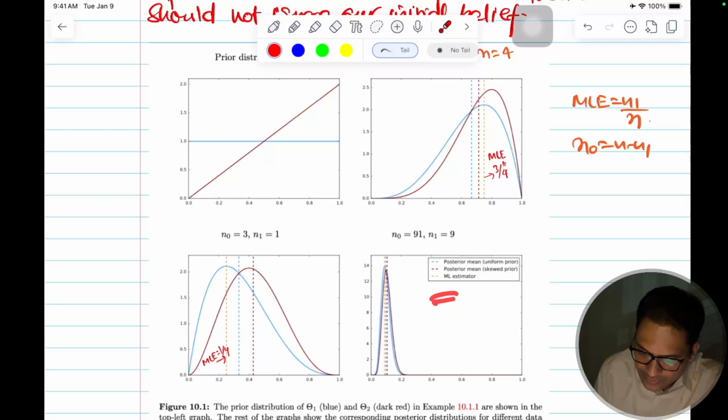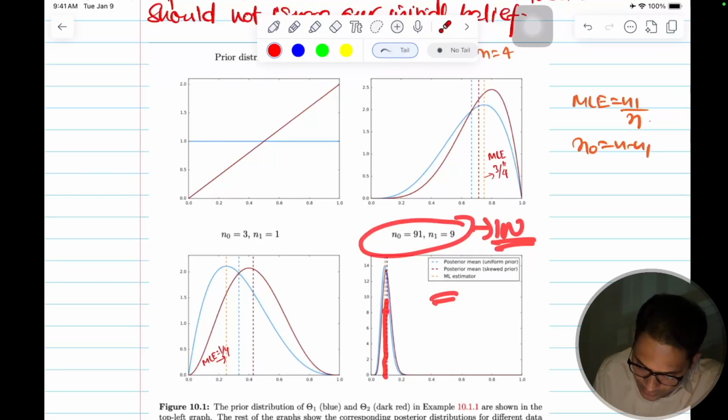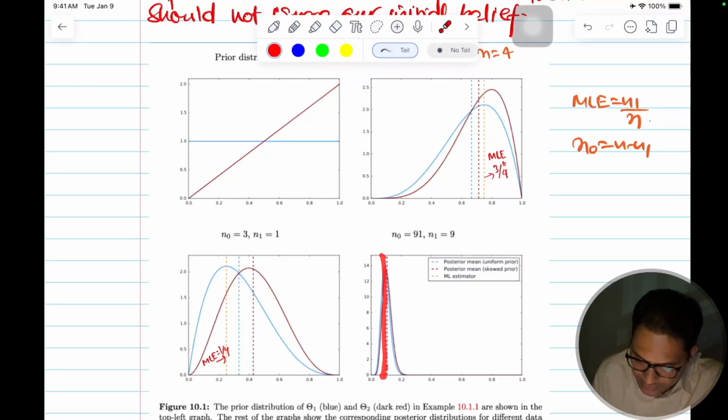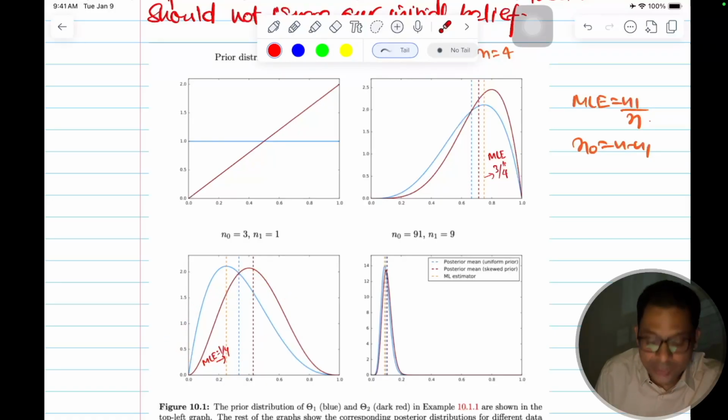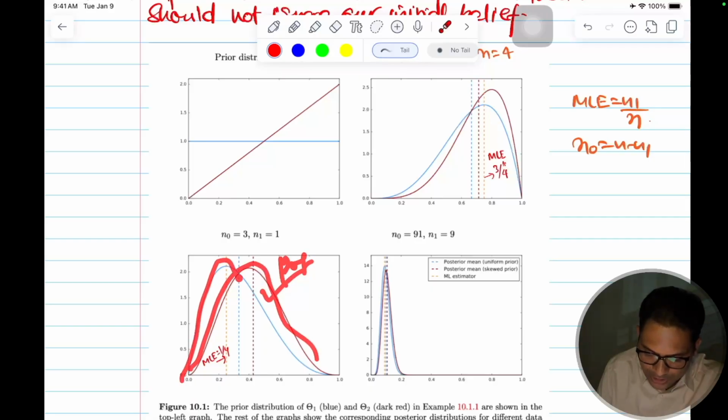And when n tends to 100, so we have a lot of samples, now you see everything will converge. All of them are very, very close. There is not much difference. So that's what I mean: for small samples, taking the prior into account will influence my posterior.